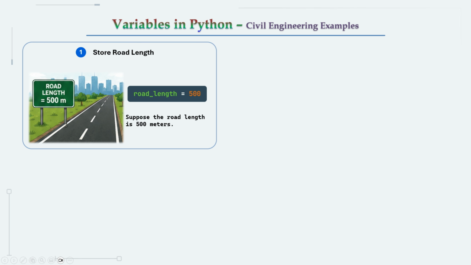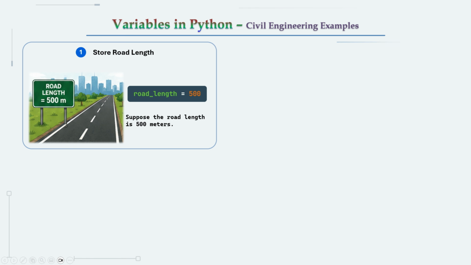In Python, we use something called a variable to store values. Now refer to this code: road_length = 500. So now let us understand this line carefully. Here the left hand side, that is road_length, is called the variable name. This is simply the name we give for storing the data, and 500 is the value stored inside that variable.